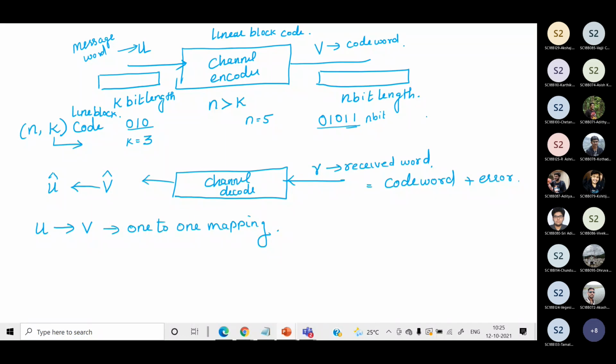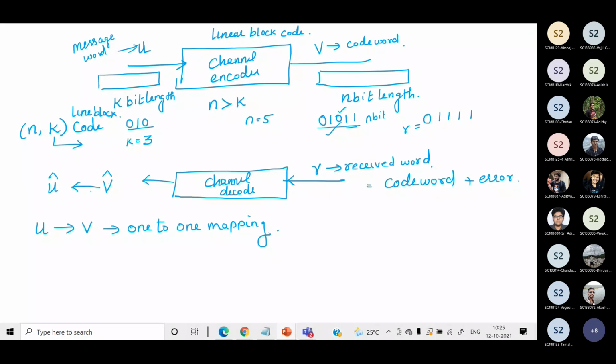Okay, the channel introduces the error. For example, it introduces the third bit as an error. So 1, 1, 1, 1. This is the R I will be getting here, the received vector. So the channel decoder, its function is, from this received vector, to identify what is the transmitted code word, that is this one. Clear? So from R, it has to find out what is the V.